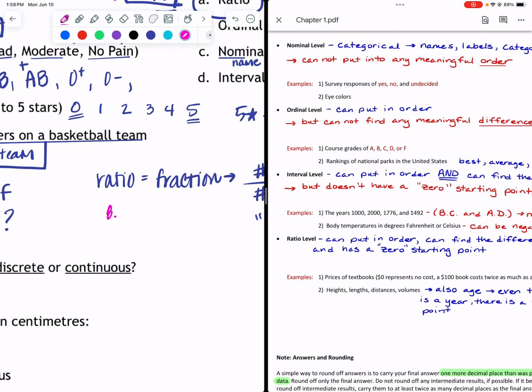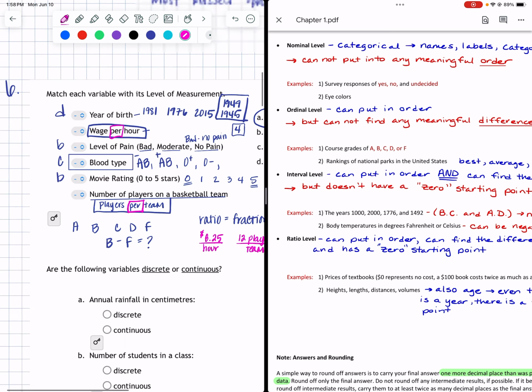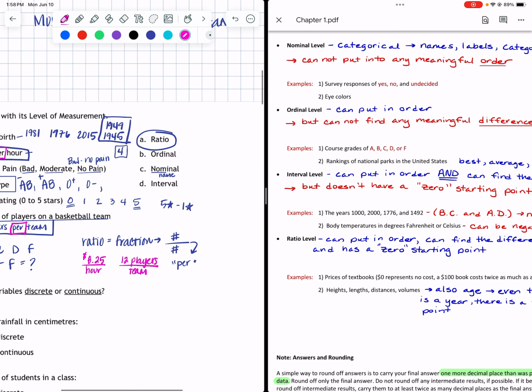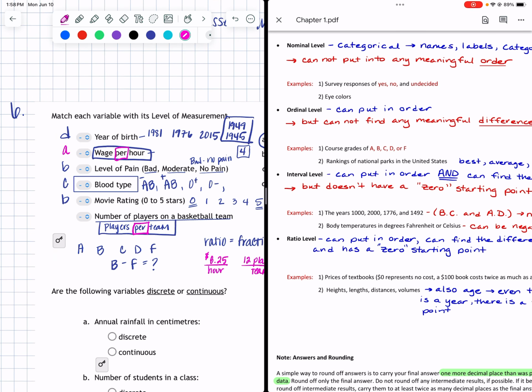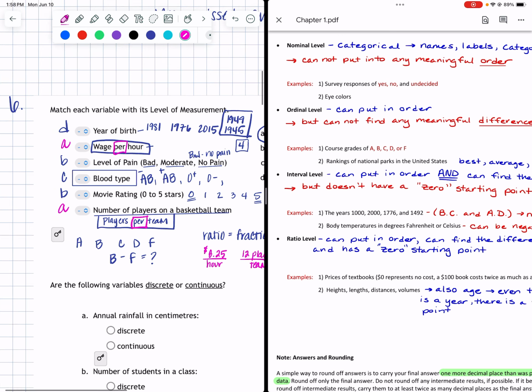That word right there indicates that we could write this for the wages as, I don't even know what minimum wage is right now, we'll say it's $8.25 per hour. We could say there are 12 players per basketball team. We can turn those both into a ratio of players for one team, dollars for 1 hour. That makes both of these the ratio level of measurement.